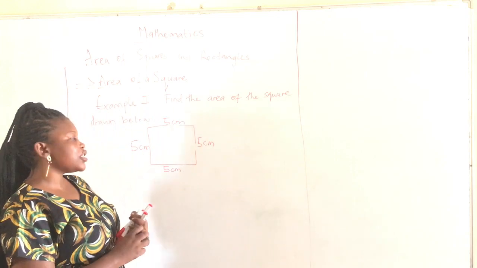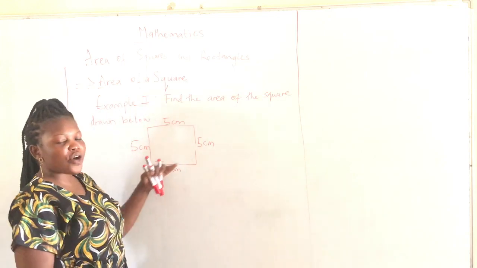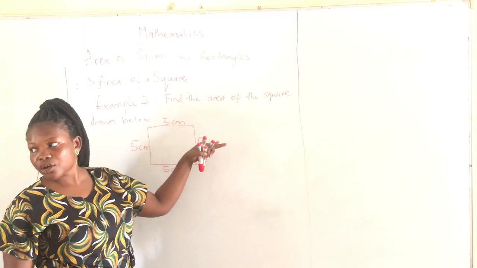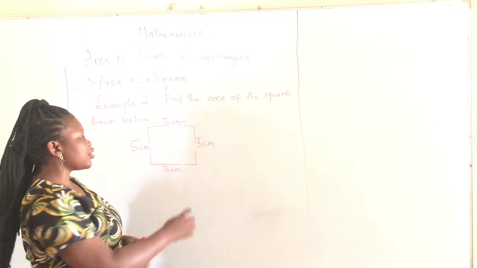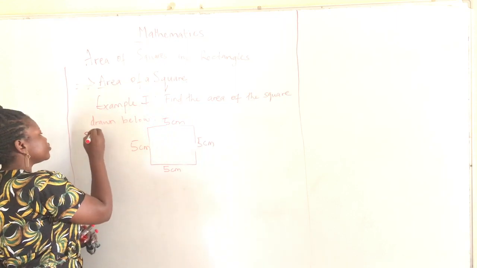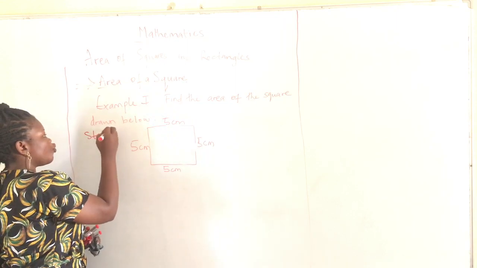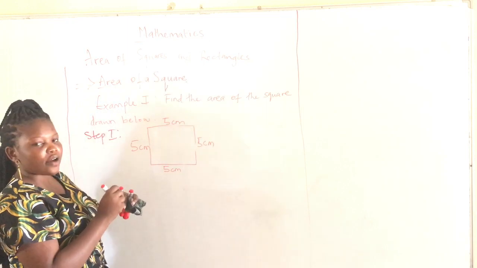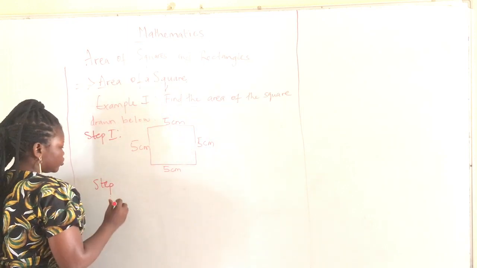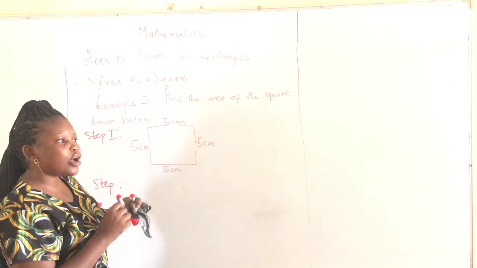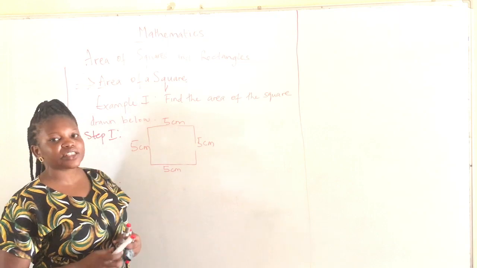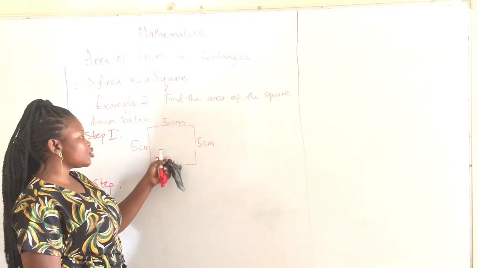The first step is drawing the square of the given length, which is already here. So this is step 1: we draw a square of a given length. And step 2, we draw horizontal and vertical lines on the square.